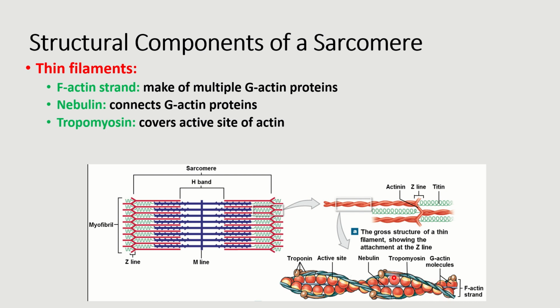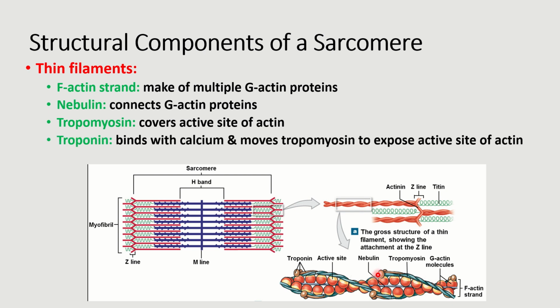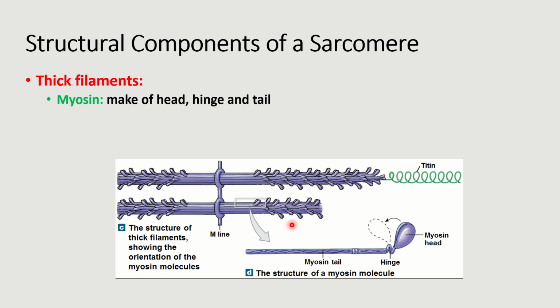This is a protein that is covering the active site of actin, and then is the troponin that when the calcium attaches to troponin, it moves tropomyosin to the side, and then the active site of actin is exposed, and that will cause myosin to come and attach to the active site of actin. So thin filament is not just the actin, okay? So these four proteins.